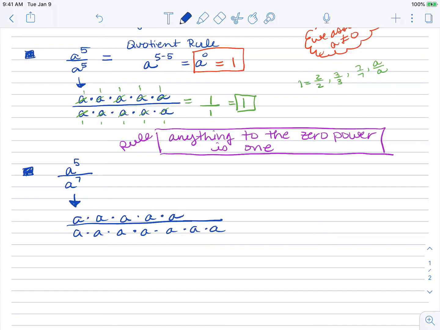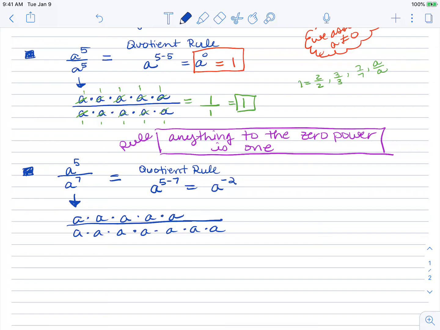I'm also going to use the quotient rule. My quotient rule means I subtract my powers. So I keep my base of a and I subtract my powers, and that's going to give me a to the negative 2.